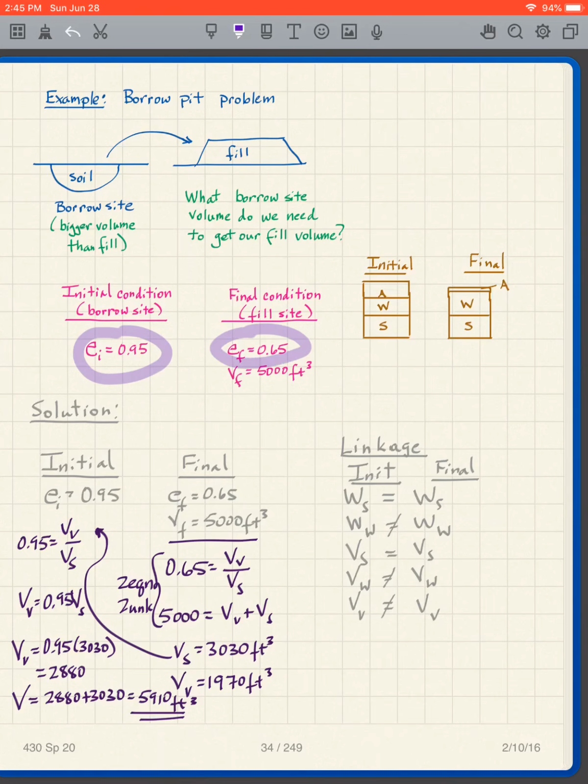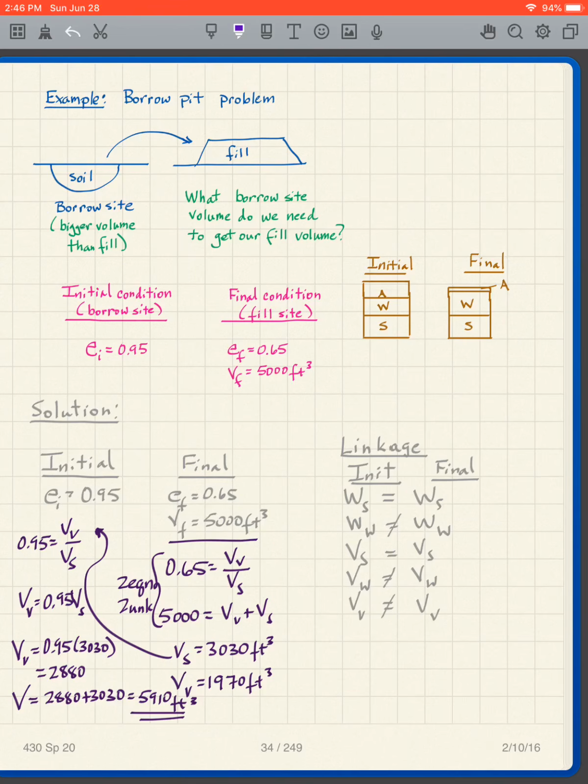What does void ratio mean? You can think of it to a certain extent as volume of the voids. So in other words, the void volume has gone down, and that makes the soil more dense. So it's more dense at the fill site. And we have our final fill volume of 5,000 cubic feet. In other words, the volume of that fill that I'm showing there is 5,000 cubic feet. Given these other properties, I want to know what is the volume needed at the borrow site.